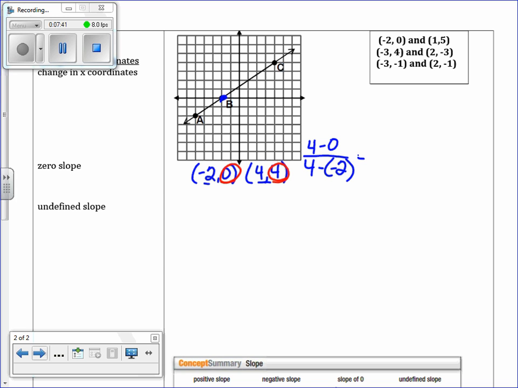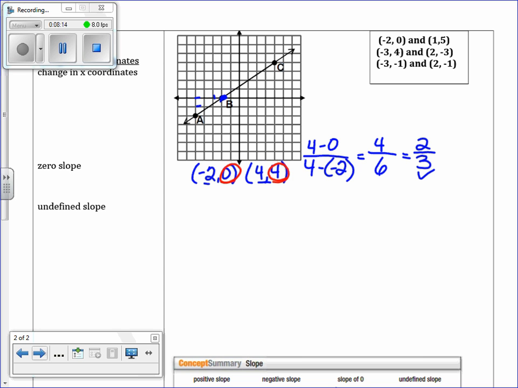So 4 minus 0 is 4. 4 minus negative 2 is 6. So it's going to end up being a slope of 2/3. Okay, a slope of 2/3. So let's go ahead and test this out. Now I can go from A to B. Up 2, that's my rise, over 1, 2, 3, that's my run. Sure enough, that checks out.